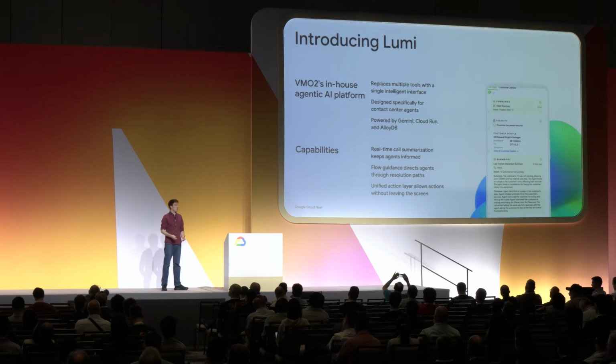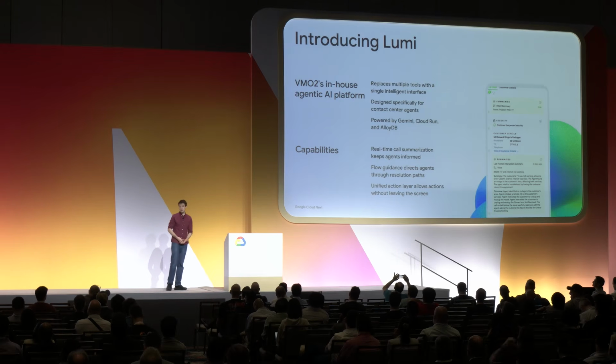So what does this actually do for our agents? We do real-time call summarization. An agent picks up a transferred call and isn't starting from scratch, and even has access to summarization of customers' previous calls. We do flow guidance. We walk our agents through our resolution paths, which means a newer team member can effectively operate at the level of a senior one.